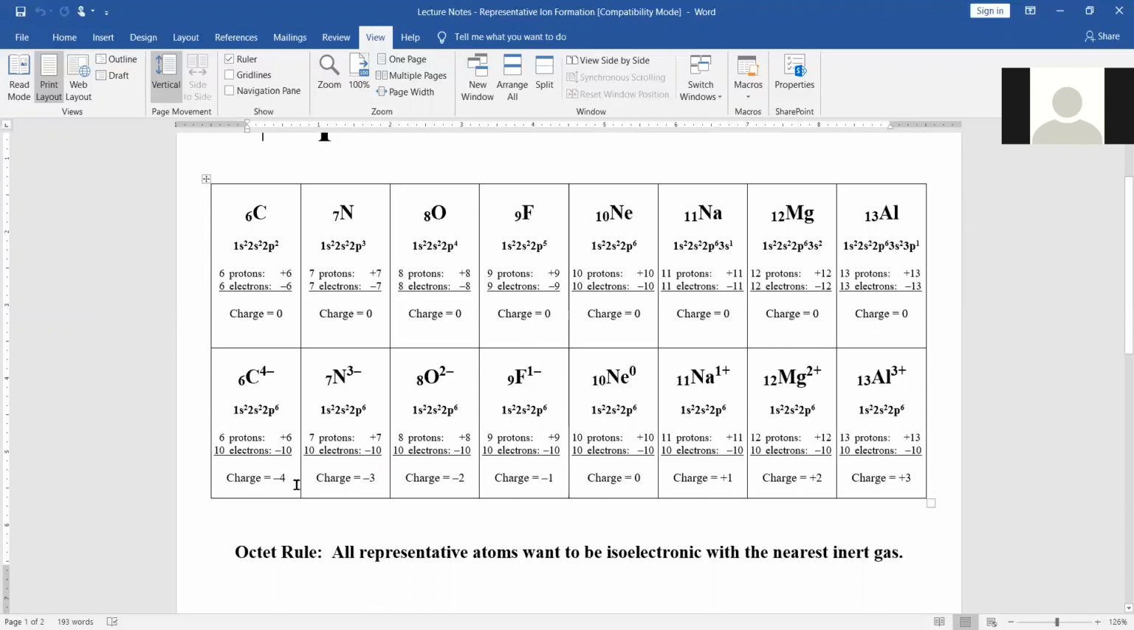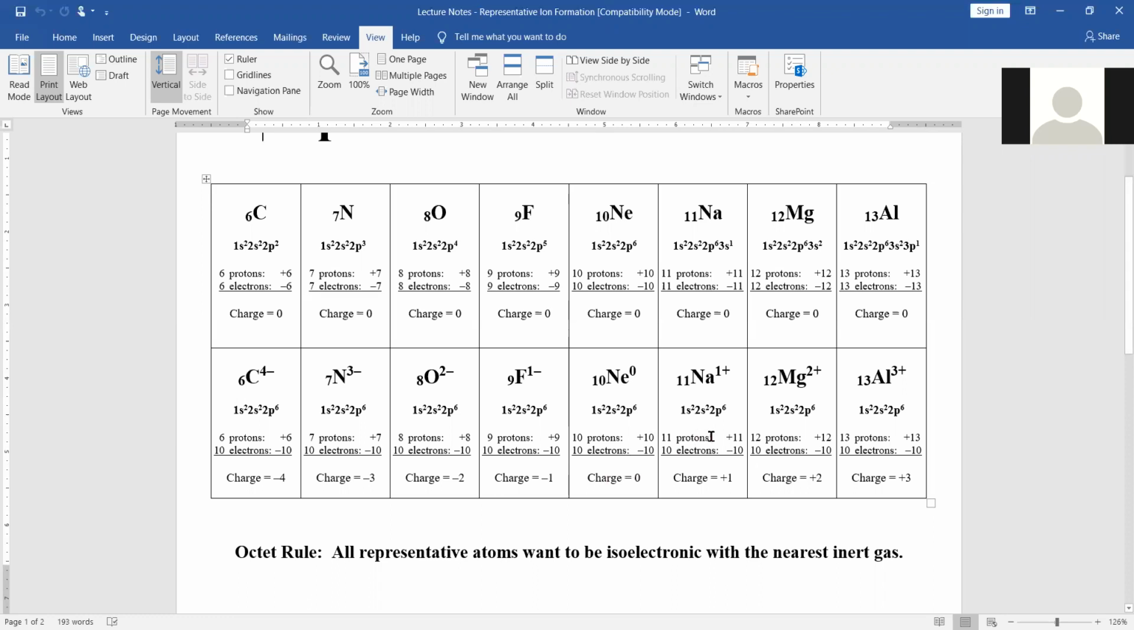Now, the nonmetals all have negative charges. I have added electrons to them. Notice that they all have 10 electrons now, the same as the inert gas that they're near. Any questions there? So I've added electrons to the nonmetals, and they all have negative charges now. Now let's go on the other side.